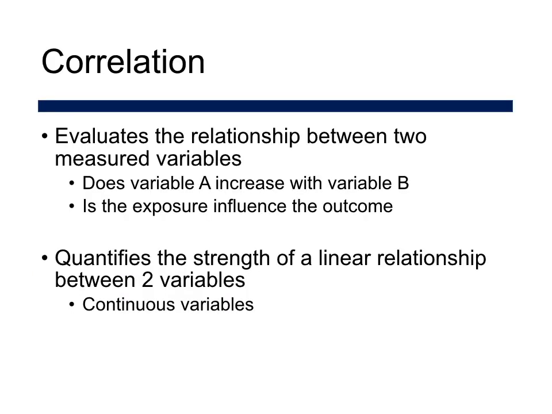All right, so now let's talk about correlation. Correlation evaluates the relationship between two variables and looks to see if variable A increases with variable B. Correlations look at the relationship between the independent variable and the dependent variable. For example, do attitudes towards food safety influence food safety practices? Correlation can quantify the strength of a relationship between the two variables, and correlation can be used with continuous variables.